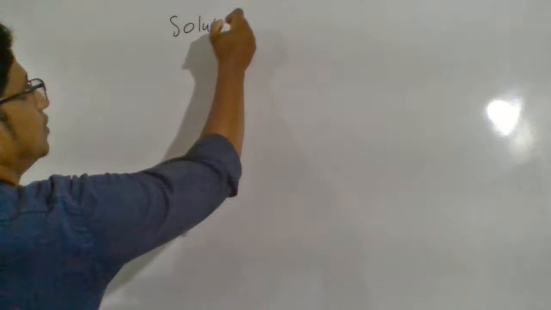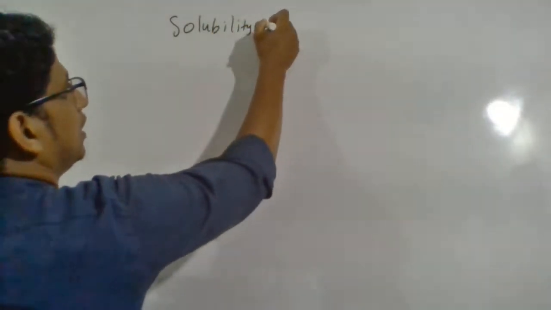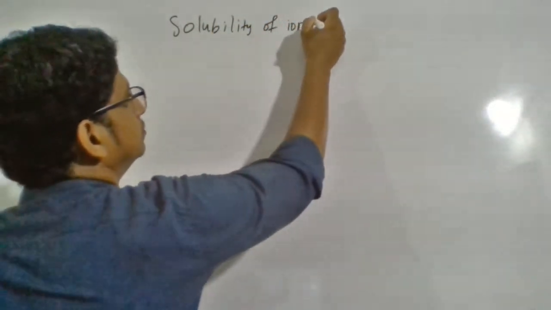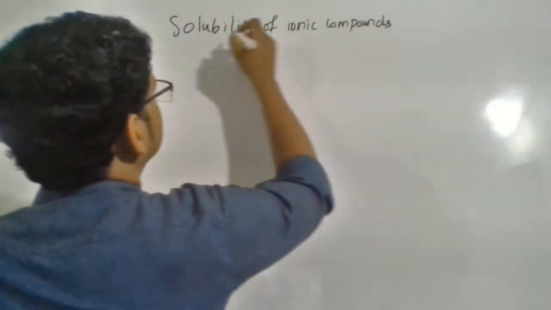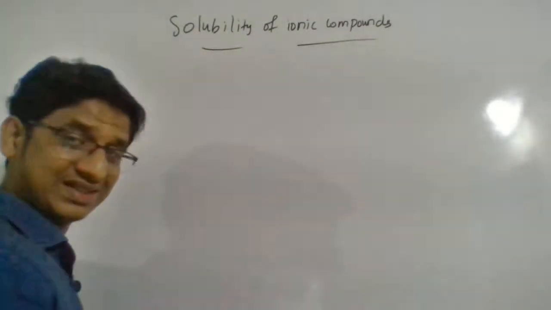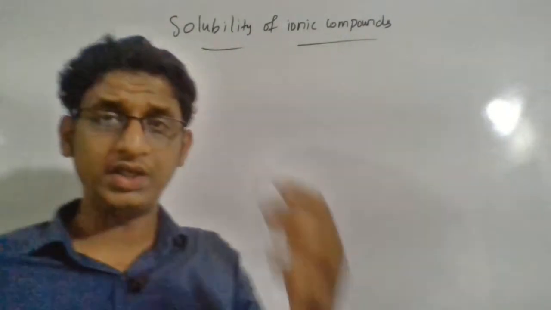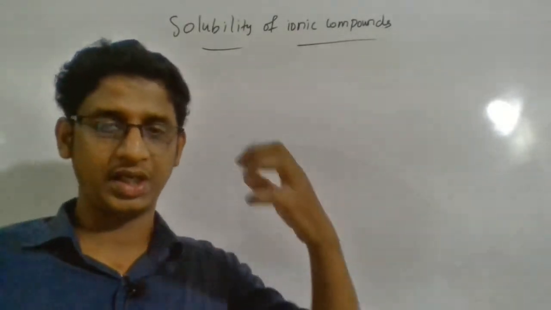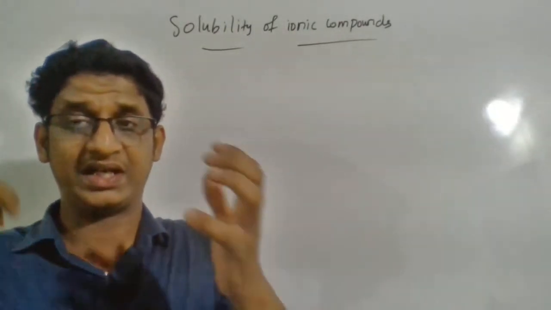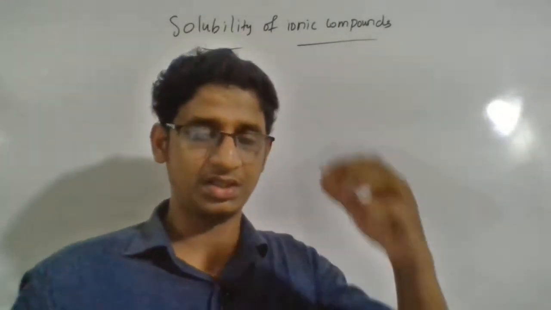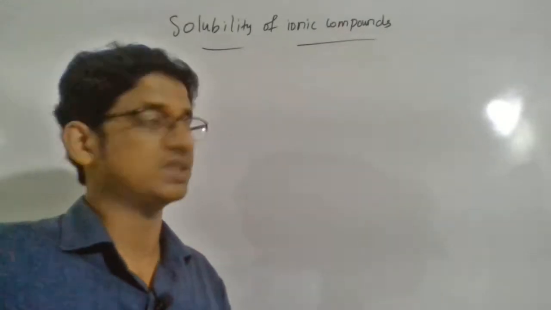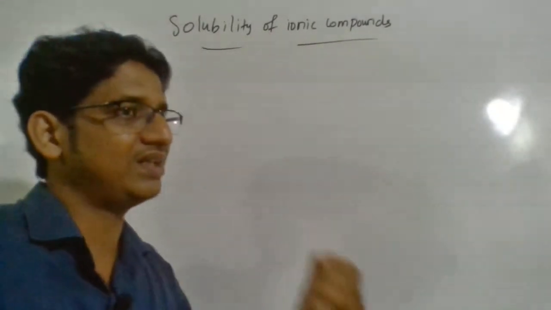So let us start with the solubility of ionic compounds. We know what an ionic compound is all about. In an ionic compound, there will be a cation and an anion, and the cation and anion are strongly attracted to each other by an electrostatic force of attraction. So that's the way you can see it in an ionic compound.